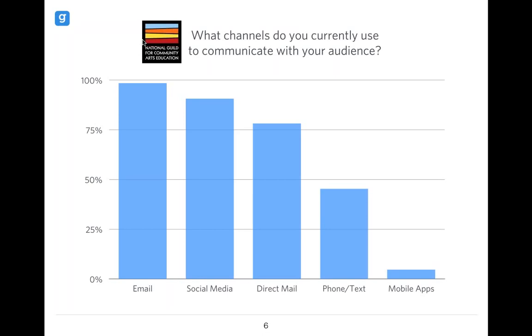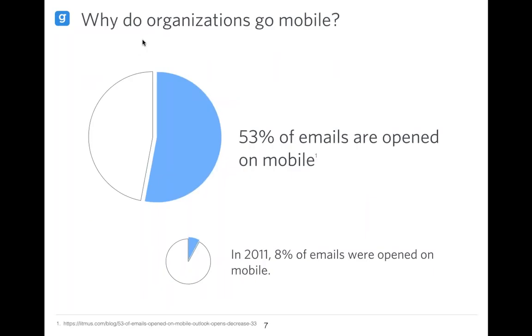Now, something interesting about emails here, this research comes from Litmus. Litmus is an email testing program, and they have found through their data that 53% of emails today are opened on a mobile device, and that's up from just 8% in 2011. So within 5 years, you can see this explosive growth of not only people adopting mobile devices as a part of their everyday technology usage, but now that technology is a major part of how they interact with the communication that's coming to them every day.